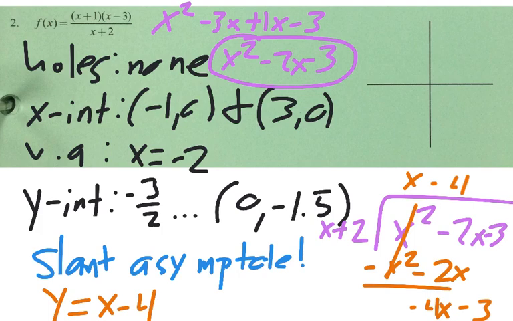So normally I would check if it crosses the slant asymptote, but that's going to take too much time. So I'm just going to ignore that this time. That's a very minor detail. So if I had to graph all of this, the x-intercept is at -1 and 3. The y-intercept is at -1.5. The vertical asymptote is at x equals -2.